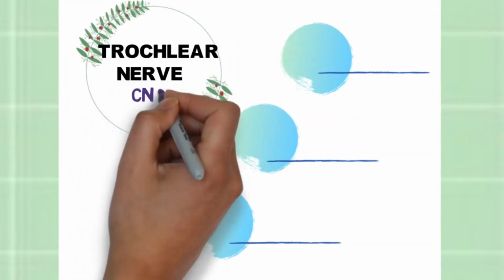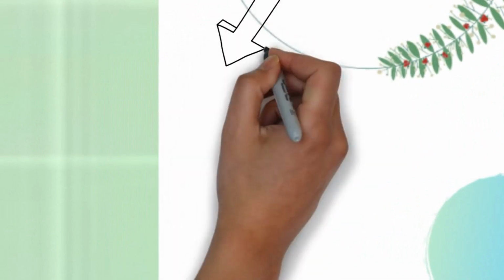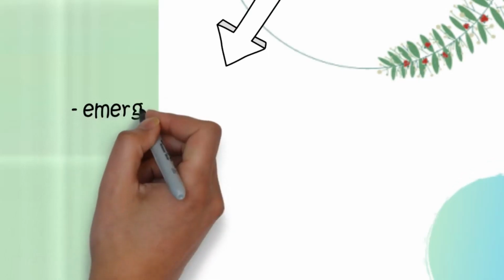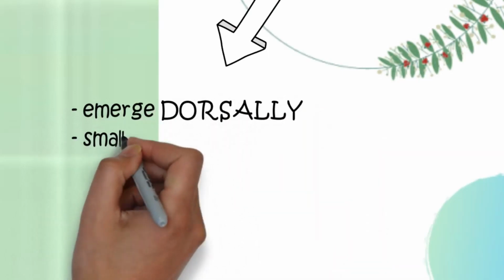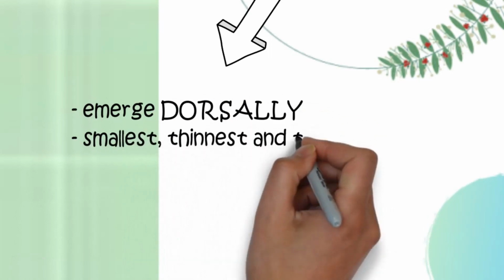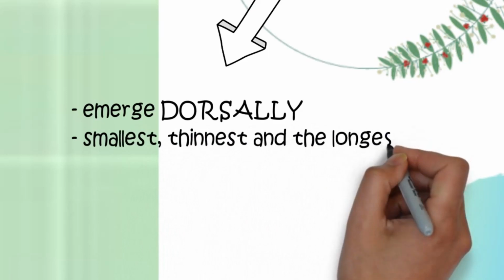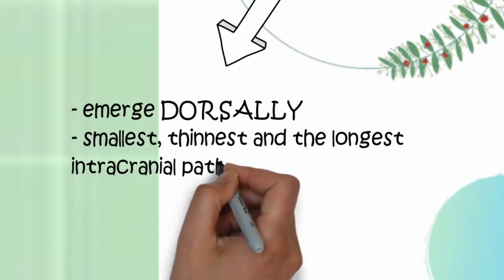Second, we move to trochlear nerve or cranial nerve number 4. It is the only nerve that emerges dorsally. It is the smallest, thinnest, and has the longest intracranial nerve pathway. Let's see the pathway in the provided picture so that you can understand better.